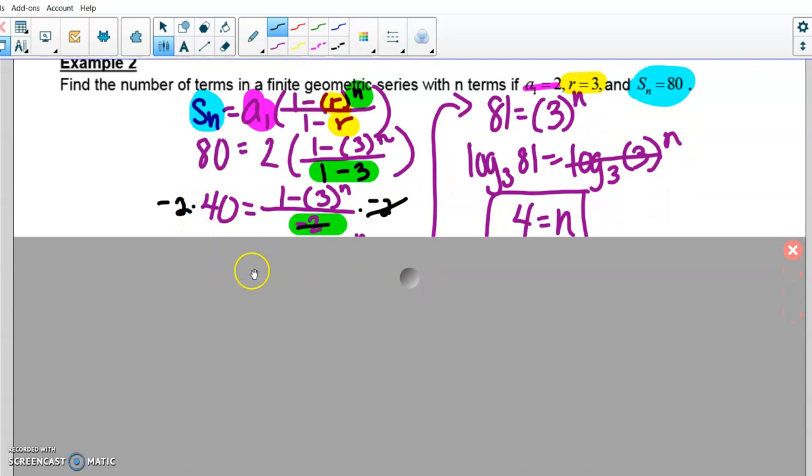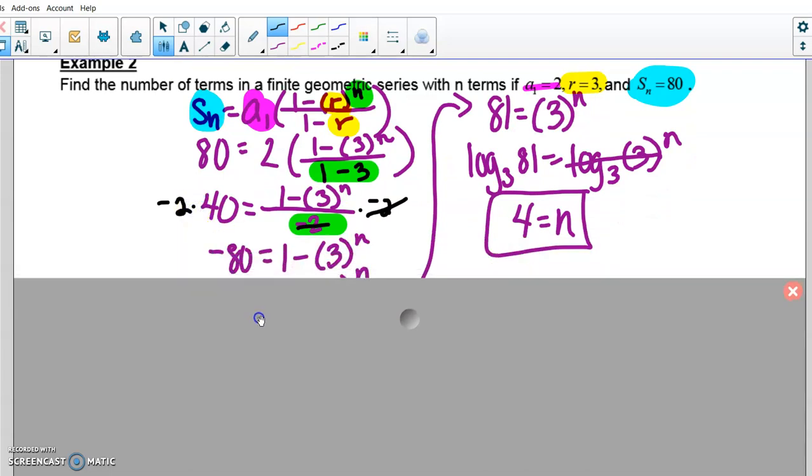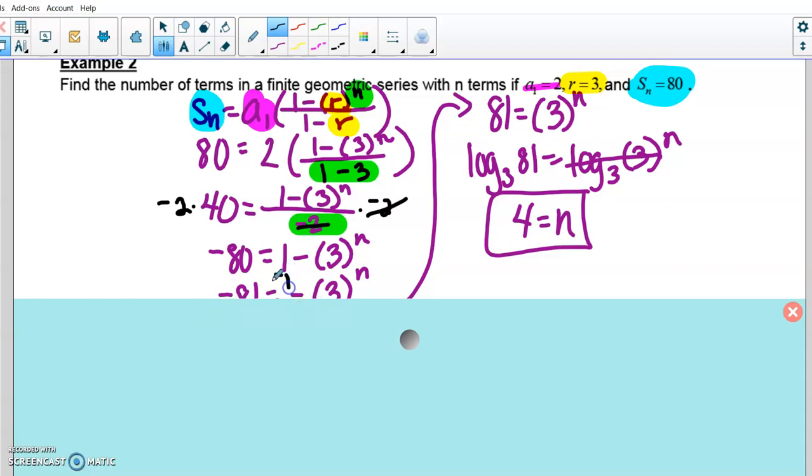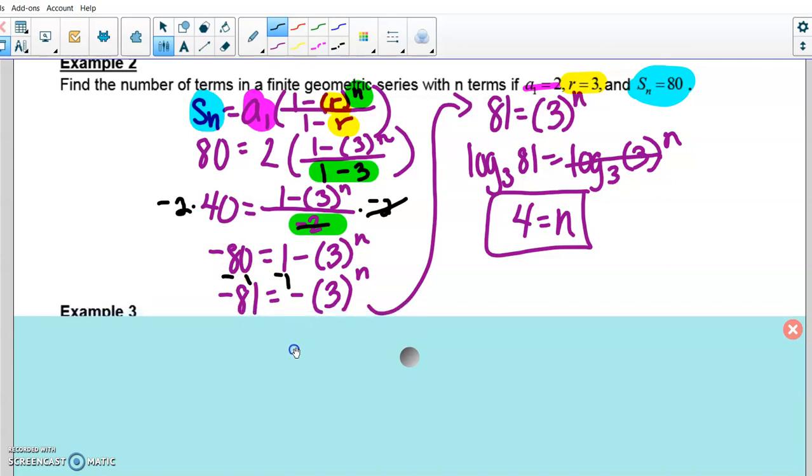So when I do -2 times 40, I'm back to having a -80. So now I have -80 equals, and I still have this whole thing on top, 1 minus 3 to the n power. To get to this n, I need this 3 to be all by itself. So first thing I would do is subtract this 1 and put it on the other side. So -80 minus 1 is -81. So we have -81 equals -3 to the n power.